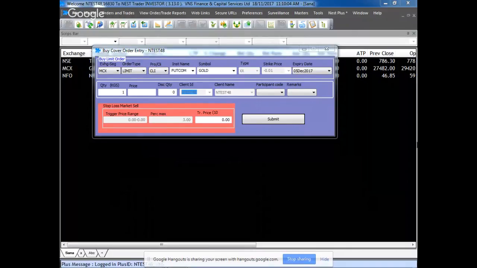So this is the cover order window where you can enter your buying price and your stop loss. Since today the market is closed, we will be taking all the examples with rupees 100 so that the concepts are very clear. So here, suppose I wish to buy a particular script at rupees 100, I'll be entering over here as price 100. This is my buying price.